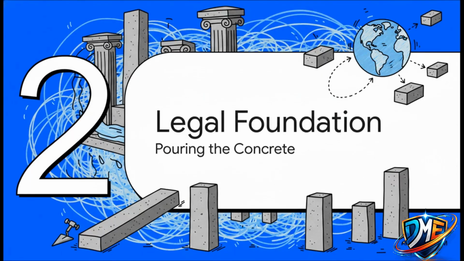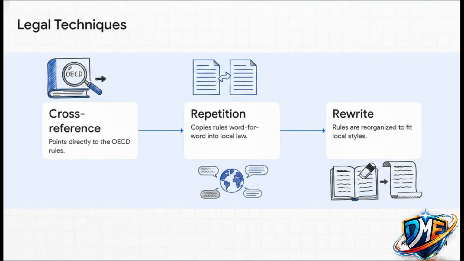Moving right along to Section 2, legal foundation, pouring the concrete. So it turns out, countries don't just copy and paste the OECD rules. That'd be too easy, right? Instead, they actually choose from a menu of 3 distinct legislative techniques. First up is cross-reference, which points directly to the OECD rules. Second is repetition, where they essentially copy the rules word for word into domestic law, a super popular choice for translation. And third is a complete rewrite, where they entirely reorganize the rules to actually fit their own domestic legal style.